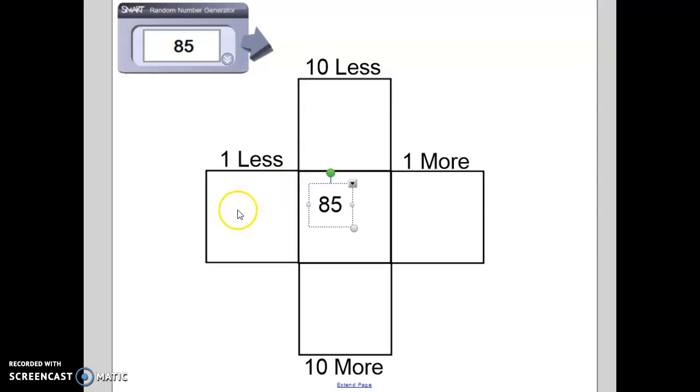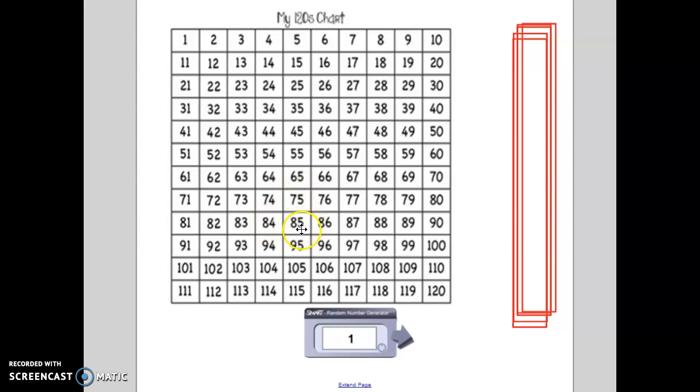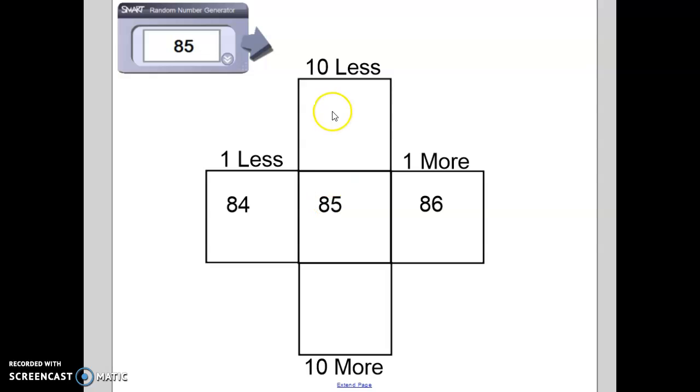And let's get our middle number, 85. What is 1 less than 85? It is 84. 1 more, so think about it, 84, 85, 86. Now let's find 85 and let's recognize what 10 less and 10 more is. And let's fill it in. If this is 85, 10 less is 75. If this is 85, 10 more is 95.